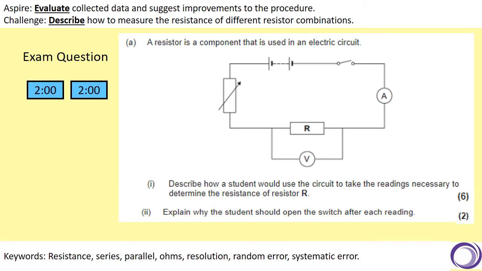I'm going to give you 4 minutes with this exam question now. The 6 mark part is describing how you'd determine the value of that resistor using a circuit similar to what we've used. For 6 marks, you can do it in bullet points, you don't have to do extended sentences. And number 2, explain why the student should open the switch after each reading. So 4 minutes.